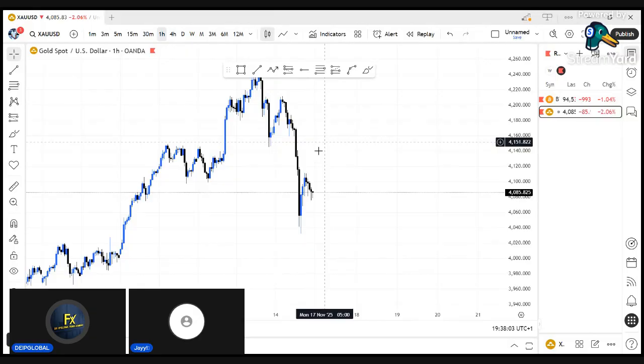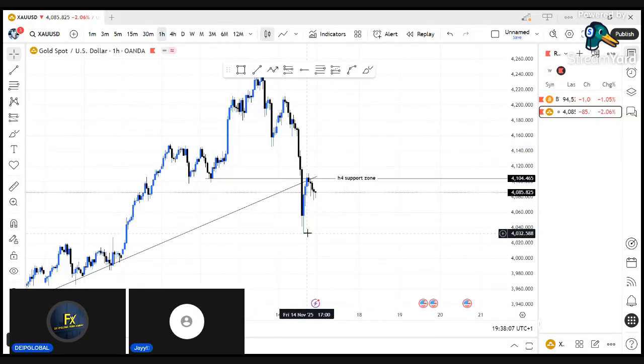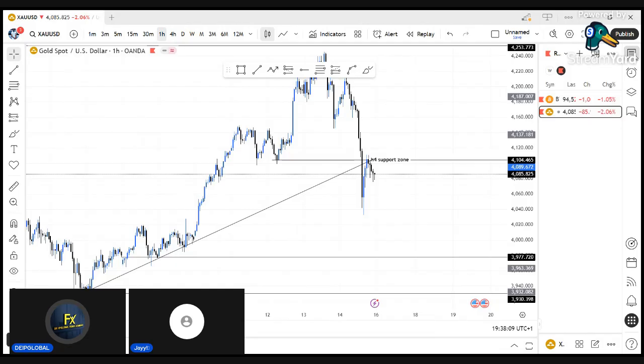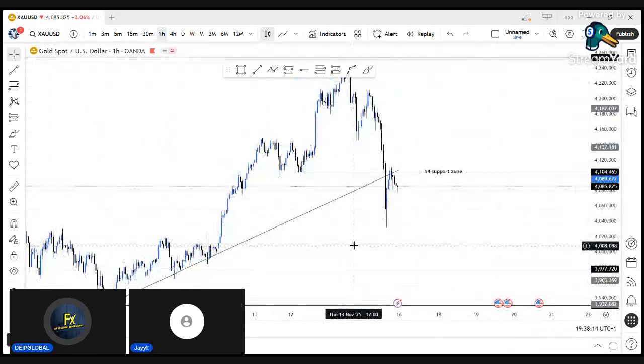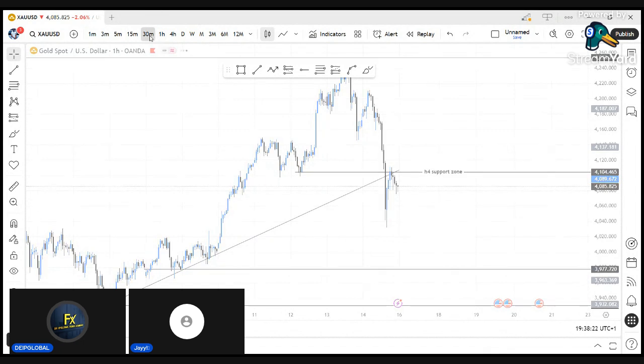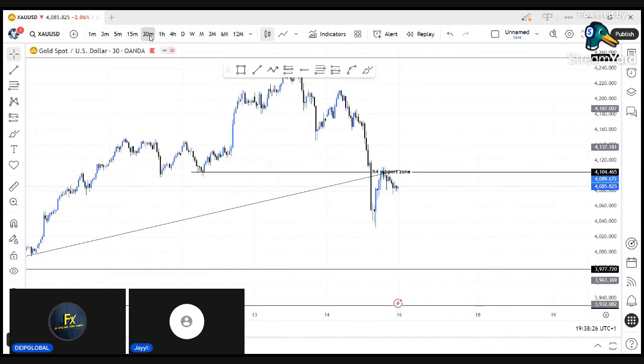Okay, so our entry is going to come from around here. But the question is, where is the entry going to come from? This is where your patience is tested, so you have to be as patient as possible. One, we know our directional bias. Number two, we know our entry point. Now we are waiting for our entry model to come in, then we take our trade. Let's go around to the 30 minutes time frame, the lower time frame, and see what happens. I don't like how this is looking.